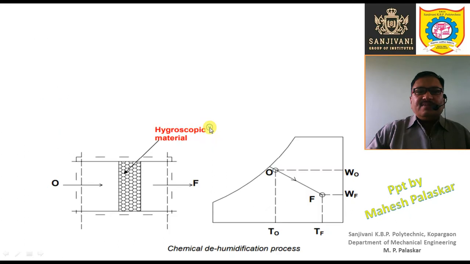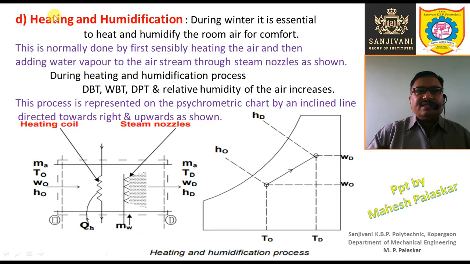Now the next process, not the last but one, is heating and humidification. During winter, it is essential to heat and humidify the room air for comfort. In winter season we have to heat the air and humidify it because the air becomes very dry. This is normally done by first sensibly heating the air and then adding water vapor to the air stream through steam nozzles.